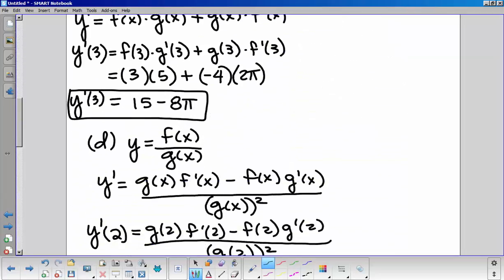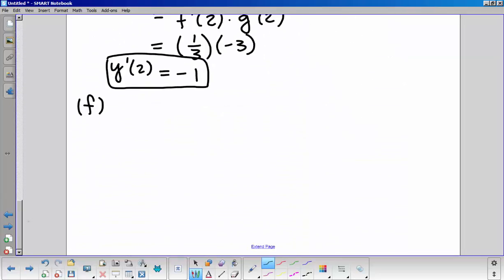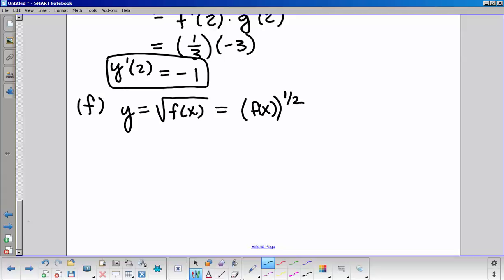Square root of f of x. So we're going to say y equals the square root of f of x. What needs to be our first step here? Change it. Good. So it's going to be f of x to the 1/2. Good. y prime is going to be power down, function. Good. Lower the power, 1, times f prime of x.